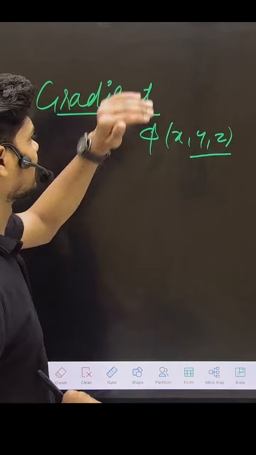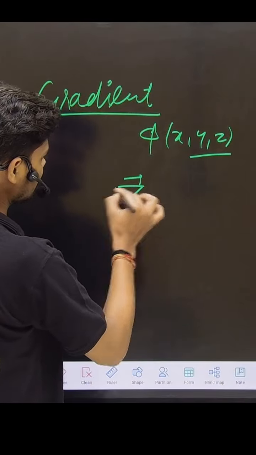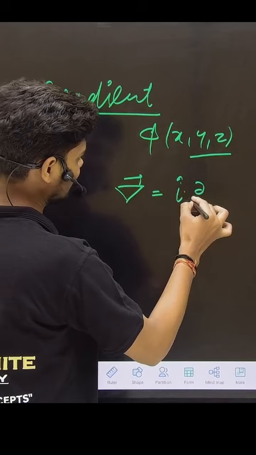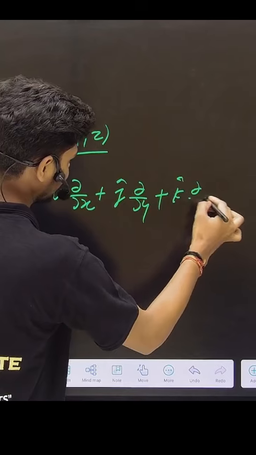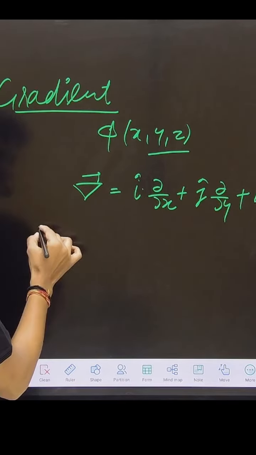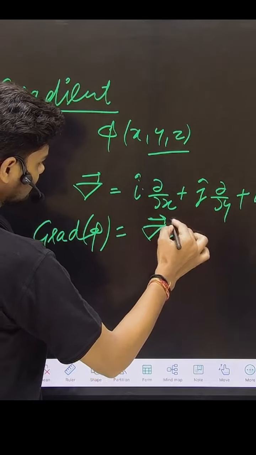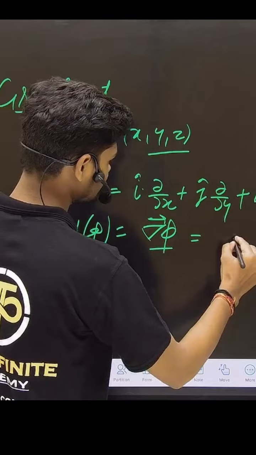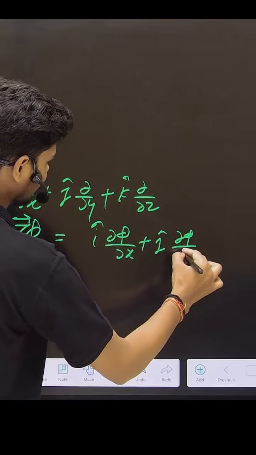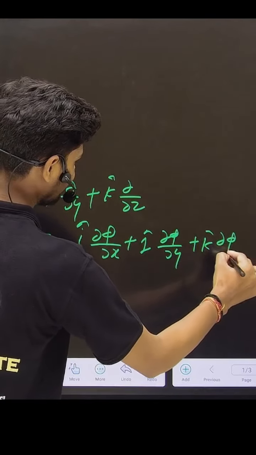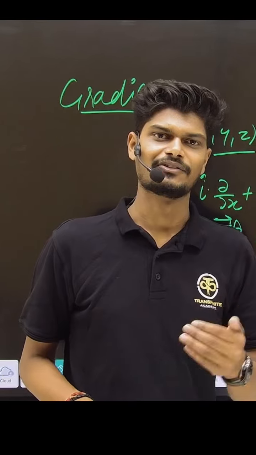Okay, before checking how to find the gradient, there is a vector, which is the del vector, which is i cap del by del x plus j cap del by del y plus k cap del by del z. Okay, so the gradient, or grad of phi, is del vector applied to phi. So this is i cap del phi by del x plus j cap del phi by del y plus k cap del phi by del z. So this is the gradient, meaning with this formula we can find the gradient.